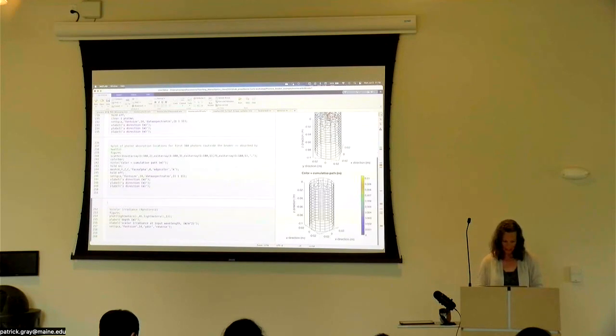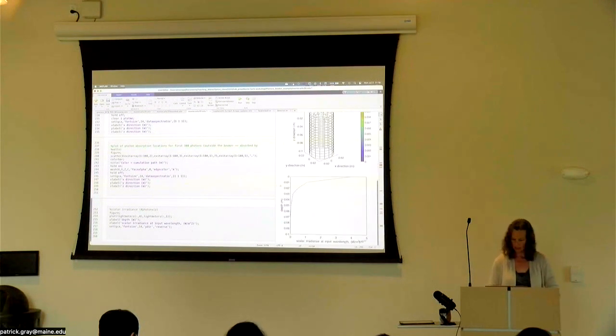Same thing for where the photons were absorbed in the beaker. Again, very close to the top. And then finally, the scalar irradiance profile within the beaker.